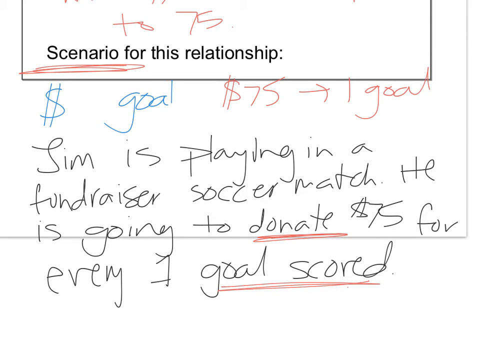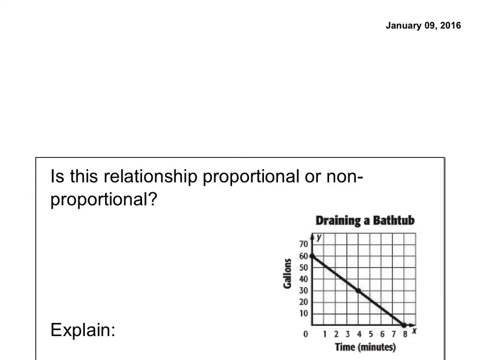I'm also giving the rate at which this is happening, 75 for 1. So if there was a y-intercept, you'd want to include that. In this case, there's not. He scores no goals, he'll give no money, but 75 for 1 is my rate, and that should be described. So one more, describing if it's proportional or non-proportional and writing a scenario.